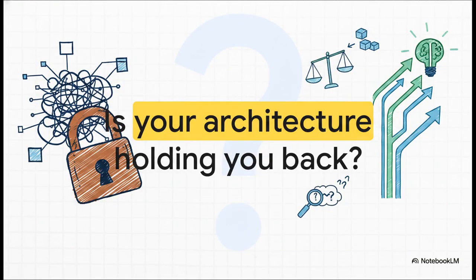So, I want you to think about the systems you rely on right now. Are you forcing structured data into a super expensive vector database just because, well, it's the current trend? Or maybe you're expecting a simple keyword search to somehow understand deeply nuanced human context. The smartest AI isn't necessarily the one with the most complex underlying math. It's the one with the architecture perfectly tailored to its job.